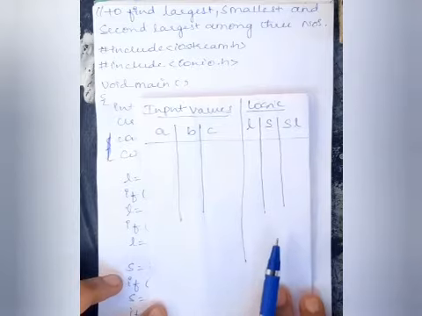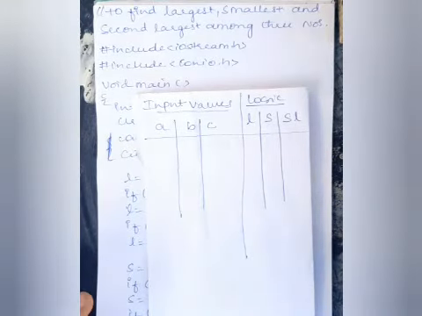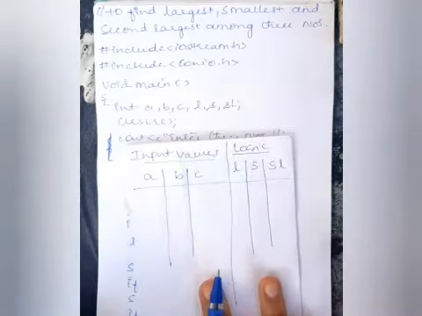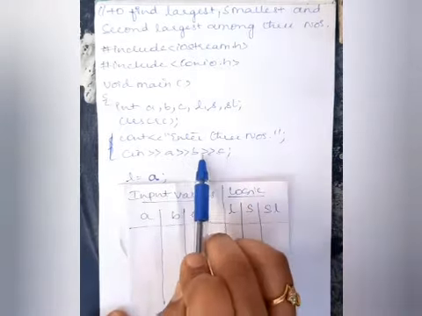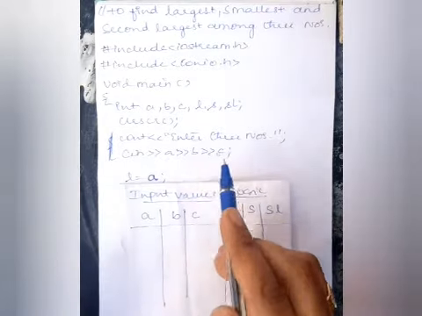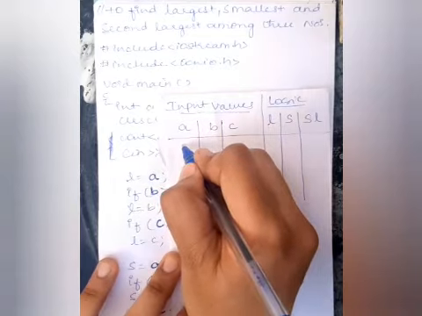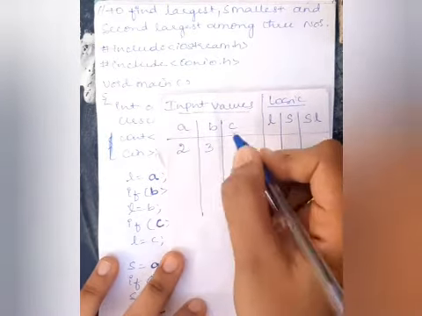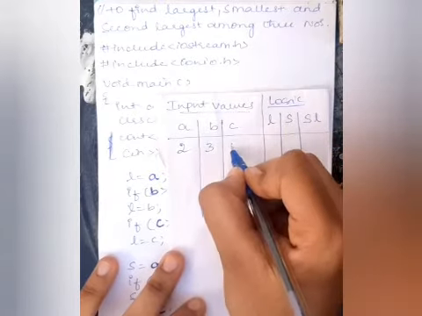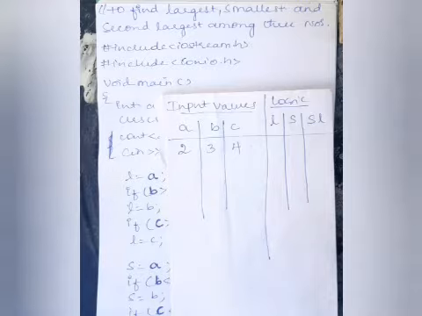So to trace out the program, we need to know the input values first, right? Look at the output statement: Enter three numbers. The user is supposed to enter any three different numbers. So let me take A as 2, B as 3, C as 4. You can take any three different numbers. It is not mandatory to take only 2, only 3, only 4.